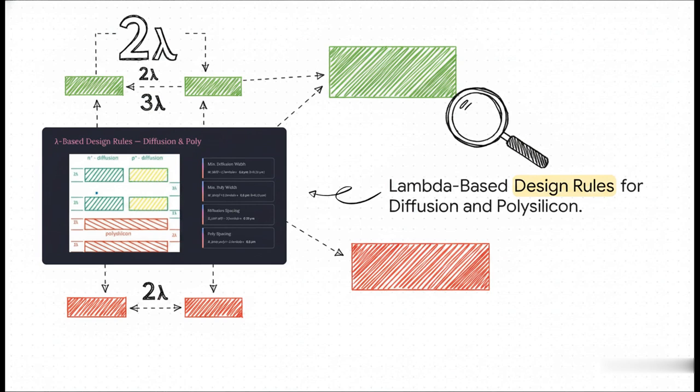But check out the spacing. To prevent interference, you must leave a 3 lambda gap between 2 green diffusion lines. However, you only need a 2 lambda gap between 2 red poly lines. It is a highly precise, proportional geometry.